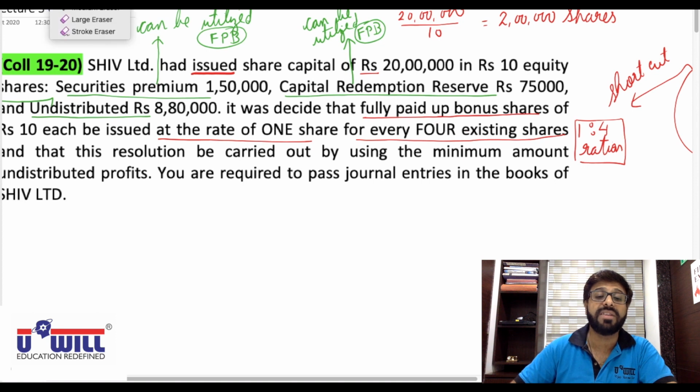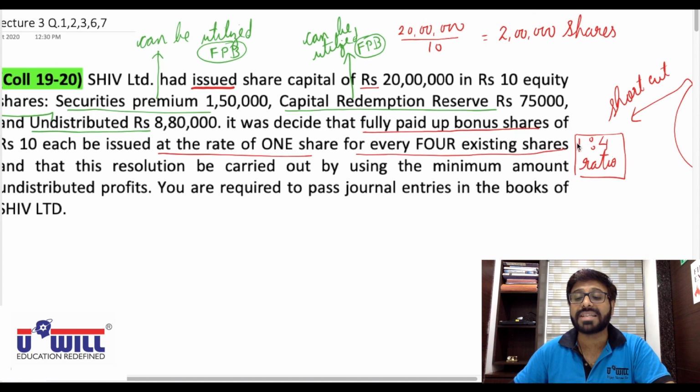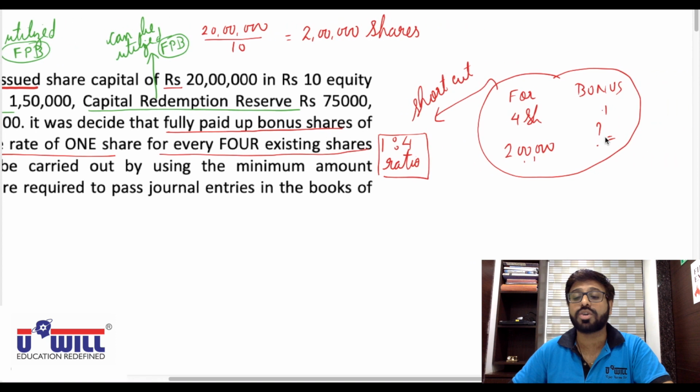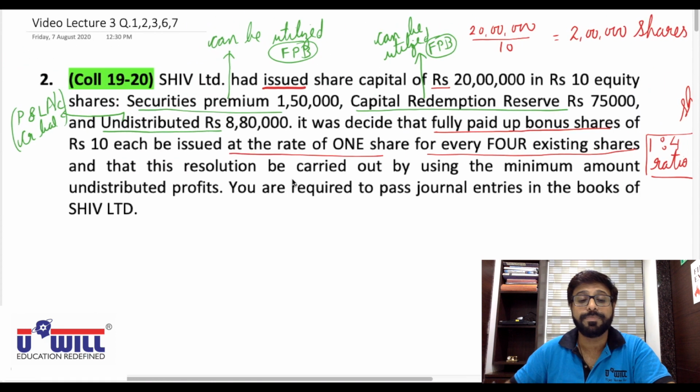Okay, for every 4 shares, you make it in the form of a ratio, 1 is to 4. Ratio 1 is to 4 means 1 by 4. So simply do 2 lakhs into 1 by 4. No need to make these complicated workings. I repeat it once again. After this, I will not explain the workings in detail. Directly we will derive the ratio only.